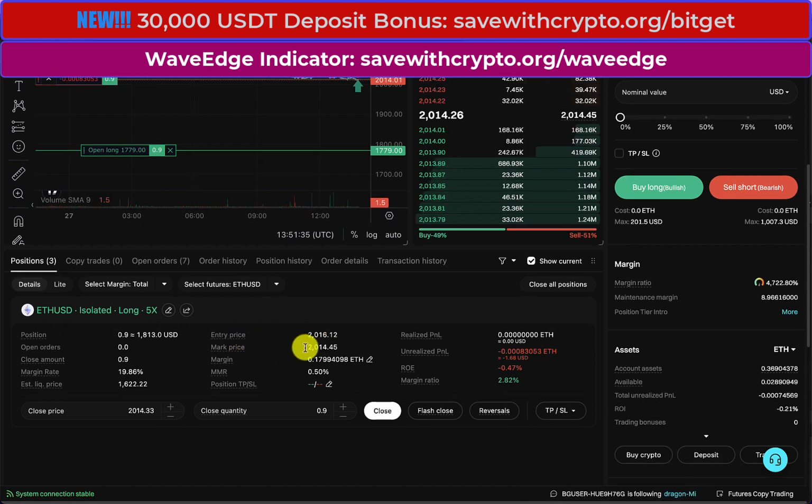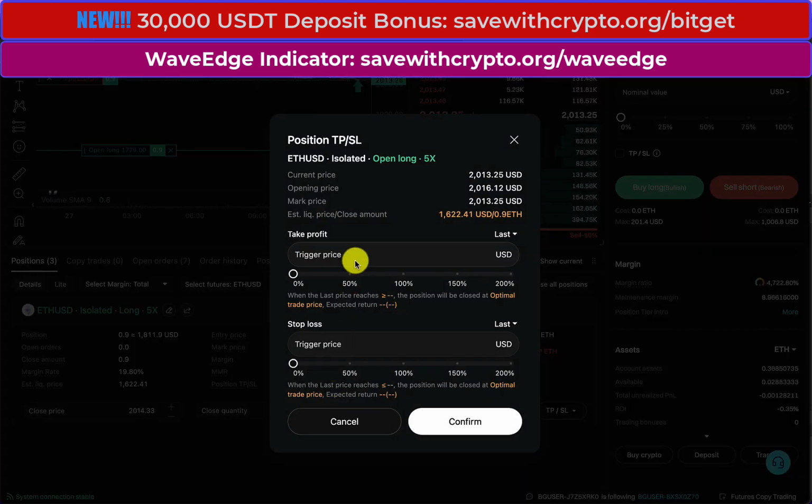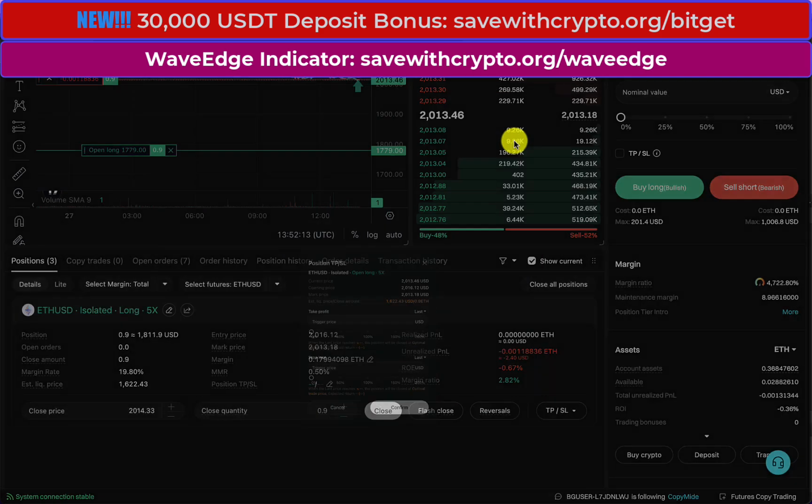Okay, so we entered at 2016. It's currently 2014, so we're actually $2 down in profit now, which is okay. It's only 0.5%. And the estimated liquidation price is 1622, and we've got the second order there at 1779 anyway. So it's fairly unrisky, I would say, that trade is. So there you go. That's how you set up a long position in Bitget. If you want to set a take profit and stop loss, you can do that here. Okay. I'll show you that later maybe.